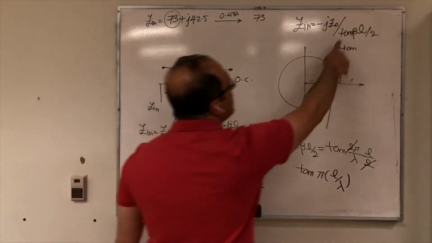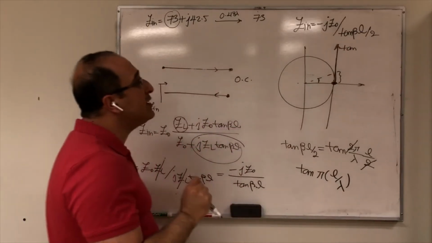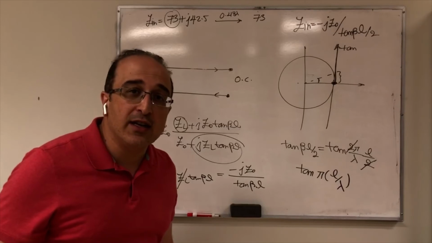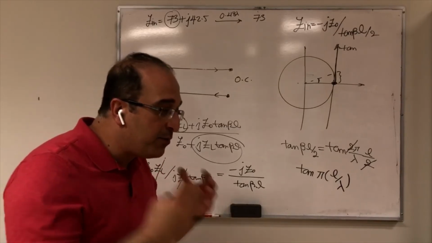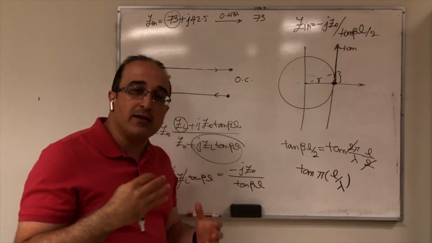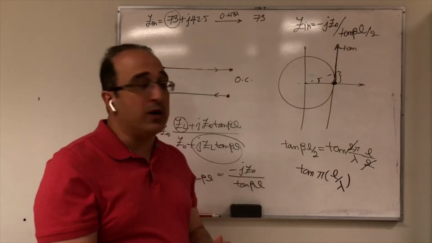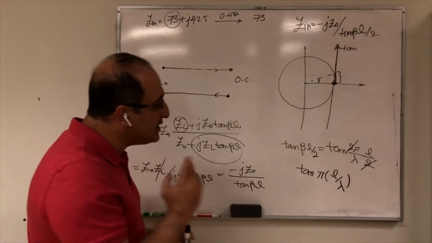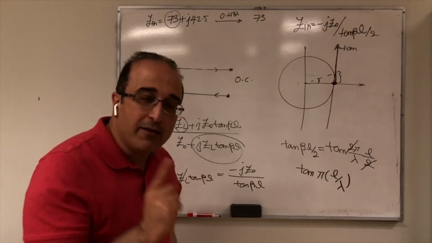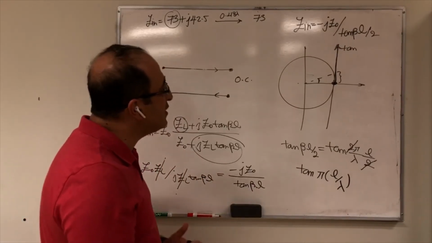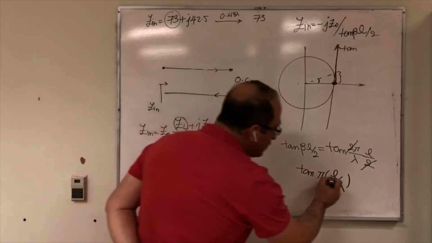You have a positive tangent here. Z in becomes minus J. So Z in is essentially capacitive. So in the beginning, for an infinitesimal dipole antenna, a small dipole antenna, you end up with a capacitive component. But then you keep increasing your L. You keep increasing your lengths until you get to what?